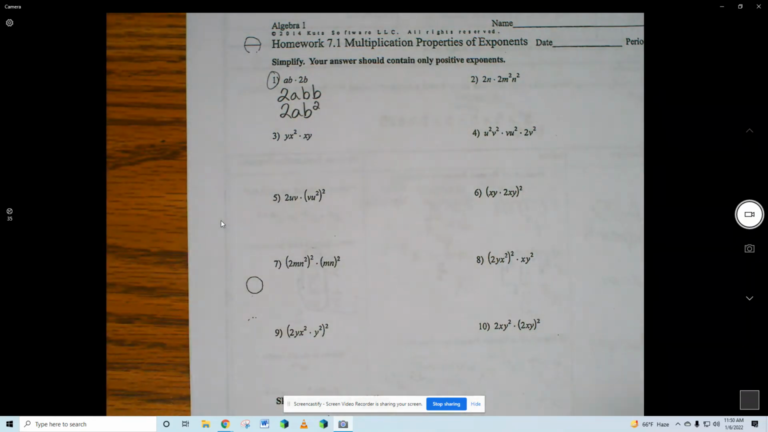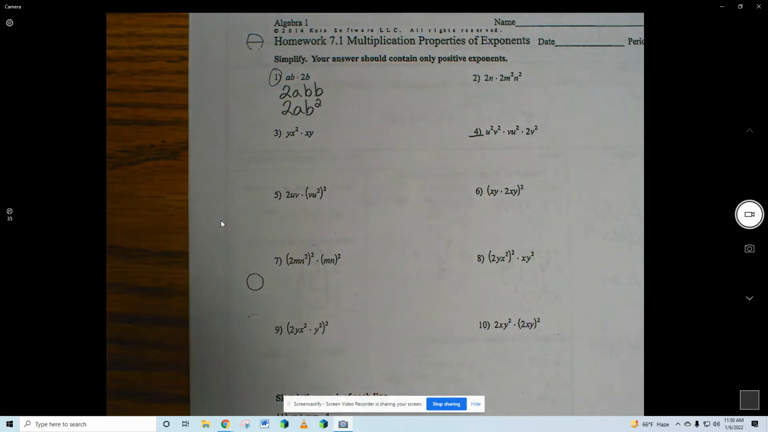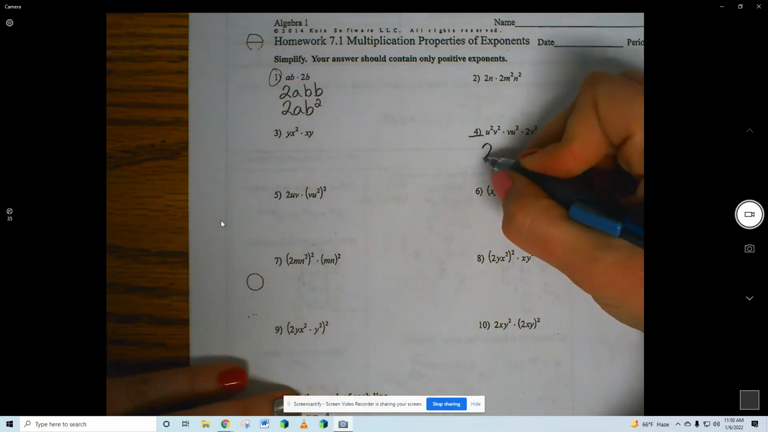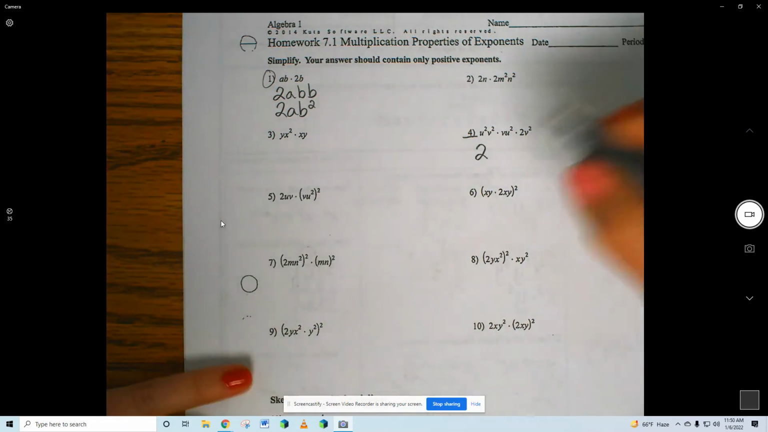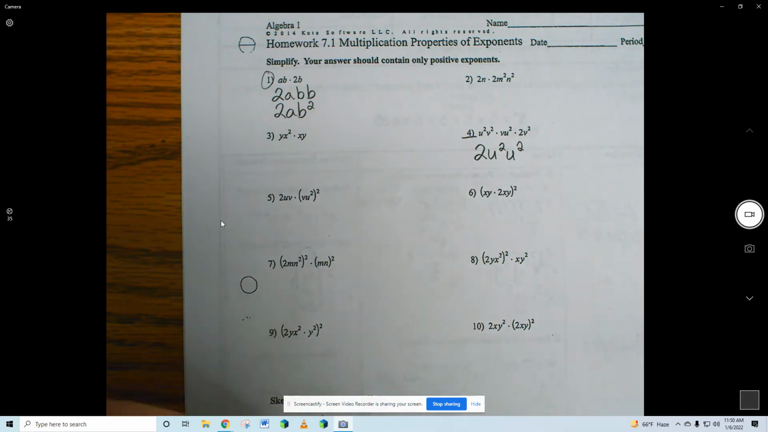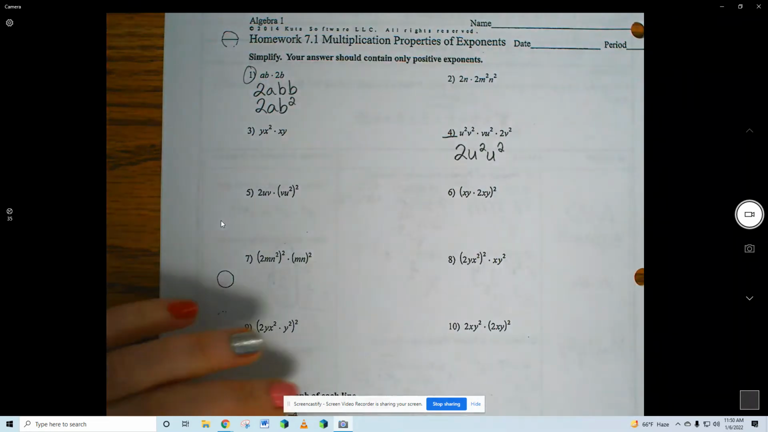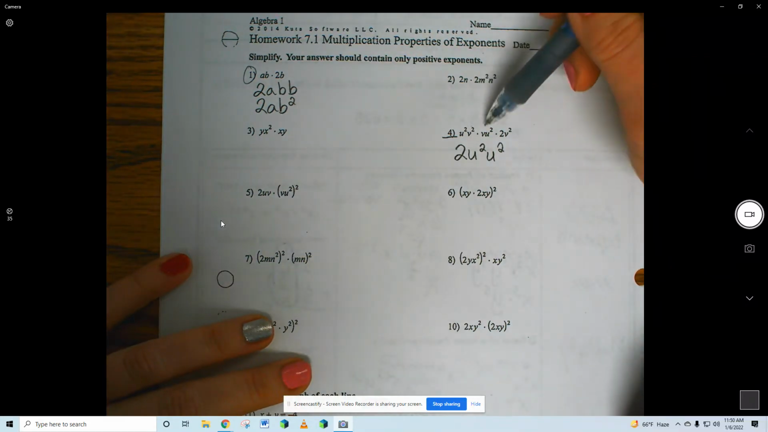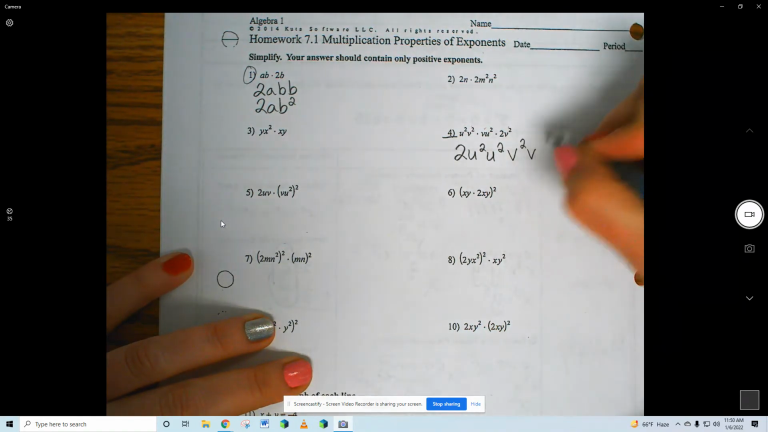Let's jump to number 4. That looks like it might trick you up. Put all alphabetical order. Numbers go front. In the alphabet, U comes first. U squared. So I'm just reordering it. The 2 obviously comes first because it's a number. And then V. I have a V squared, a V to the first, and another V squared.